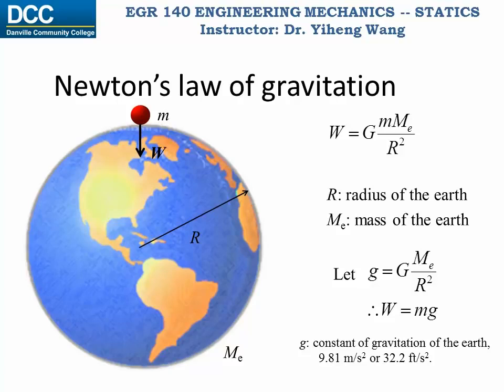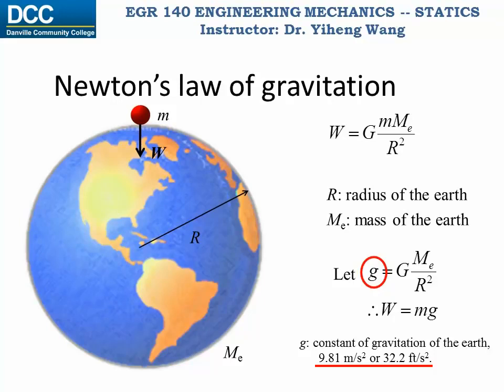The weight is indeed calculated from Newton's law of gravitation, with m being the mass of the object on Earth, me being the mass of the Earth, and r being the radius of the Earth. Since both the mass and the radius of the Earth can be assumed constant, we can use a small letter g to represent this product of all the constants in this equation. g is calculated to be 9.81 meters per second squared in the SI unit system, or 32.2 feet per second squared in the US customary unit system.